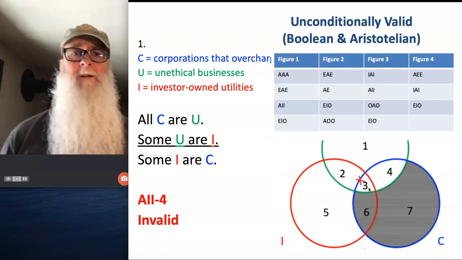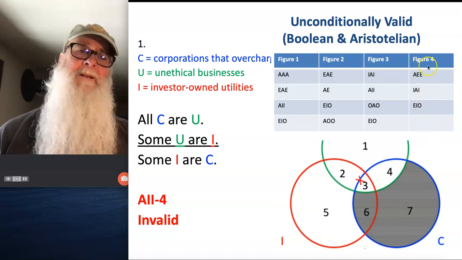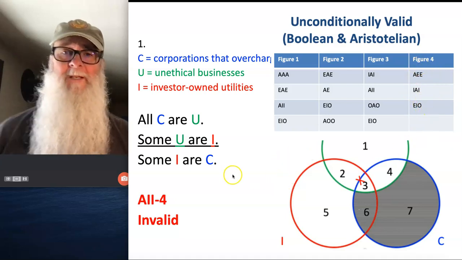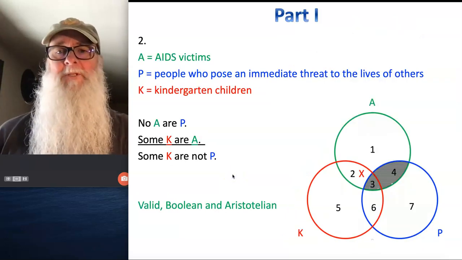We can check this against our inventory. An AII in figure 4 does not appear in this inventory, so we can be pretty confident in our work here. Number two, I chose A, P, and K as my terms. You may have chosen different ones.